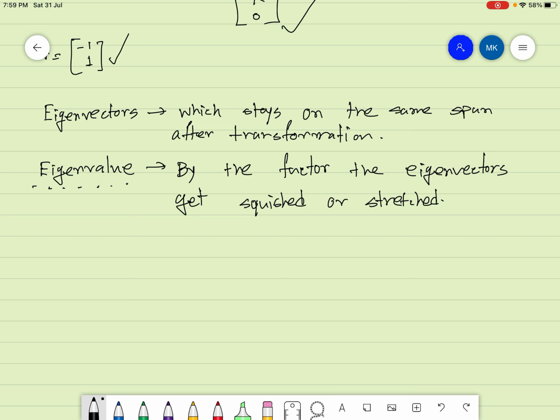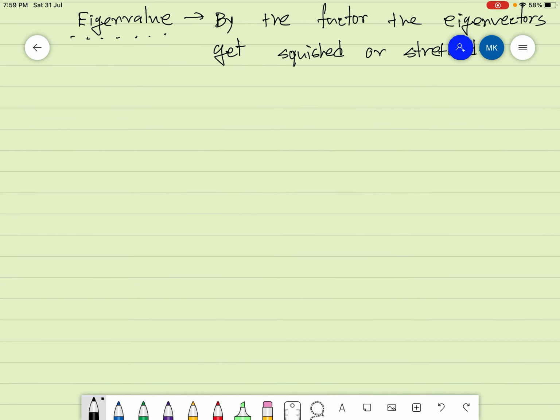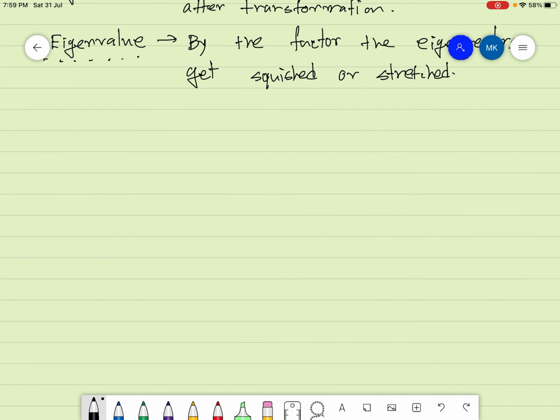So let's figure out the conceptual ideas of computation. So the thing is, let's say you have a matrix A, and this v is an eigenvector.